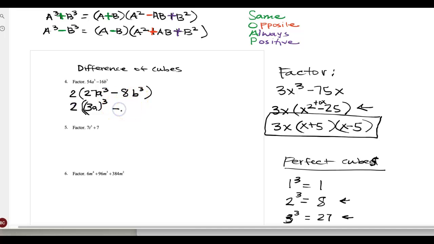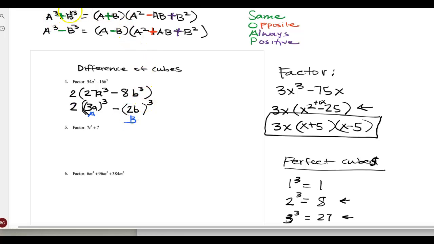And then same kind of thing over here. I'm thinking what all cubed gives us that 8b cubed. Well, the cubed root, or what times what times what is 8? That would be 2. And then what times what times what is b? That would be b. And so now I have 3a, just that part, is my a in this little formula that I'm going to use up here. And that 2b is my b part.